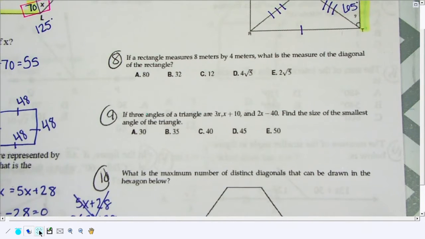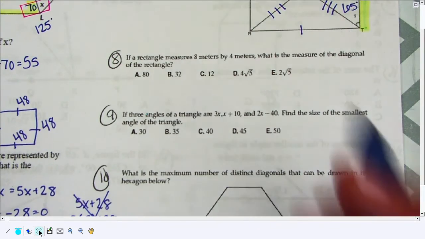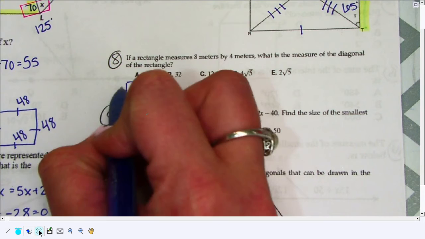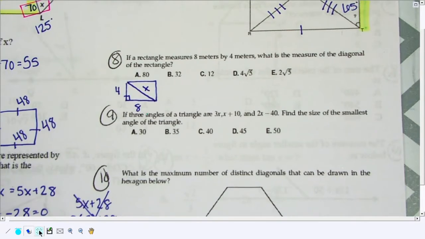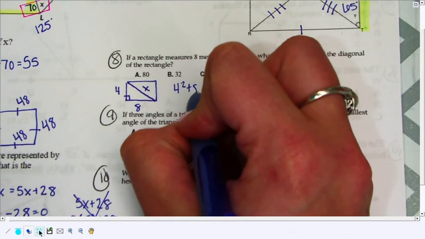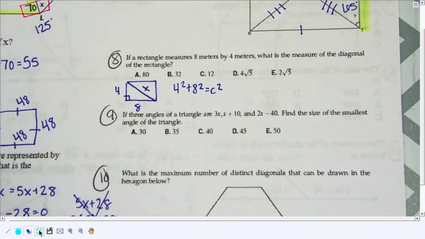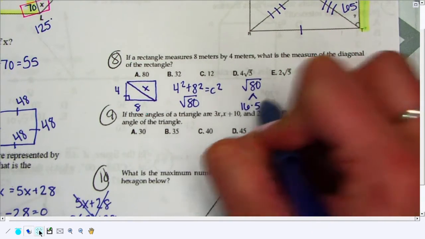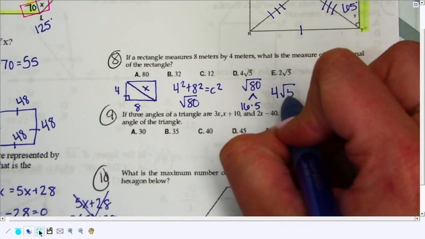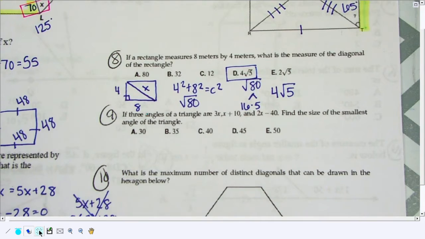Number 8, rectangle has measurements 8 and 4. What is the measure of the diagonal? So I'm going to draw my rectangle. One length is 4 and one is 8, and we're trying to calculate the length of the diagonal. So that's just Pythagorean theorem. 4 squared plus 8 squared is c squared. So we end up with the square root of 80, which is not a choice. We have 80 as an answer, but that's because you don't square root to get that answer, so that's bad. So when we simplify, the square root of 80 is actually broken up into 16 times 5. The square root of 16 is 4, leaving us with 4 square root of 5, which is option D.